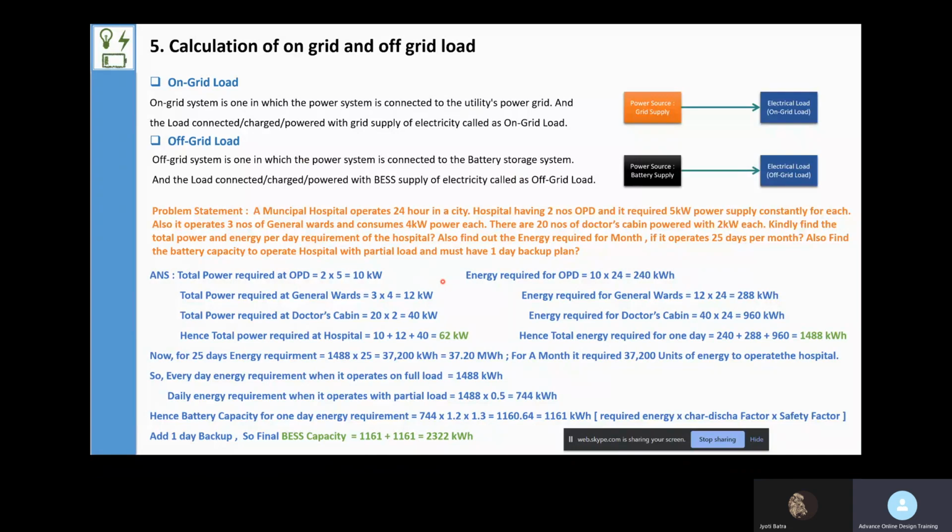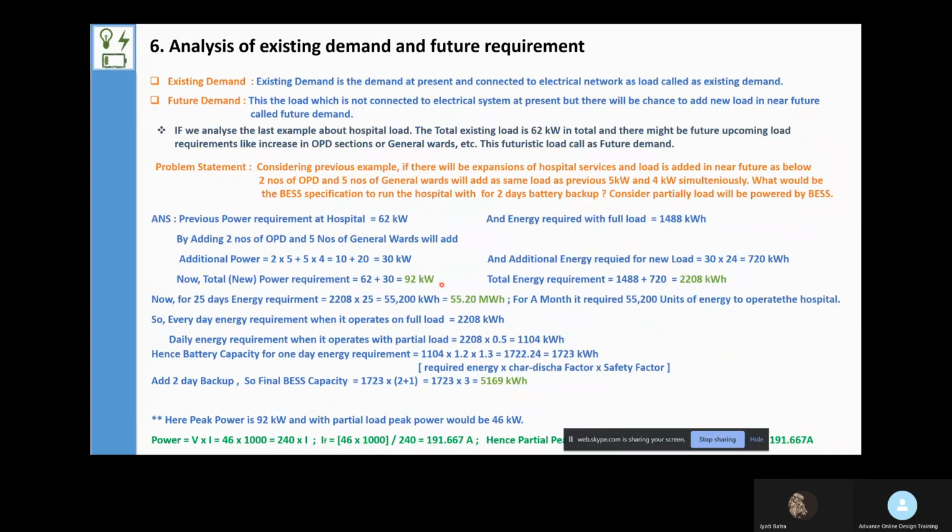Now moving to the next. We have one more point: analysis of existing demand and future demands or future requirements. What is that actually? Existing demand is the demand at present, connected to the electrical network as a load. Whichever is connected to your electrical system is called existing demand. And the future demands are those which will be coming in the near future in connection with your electrical load.